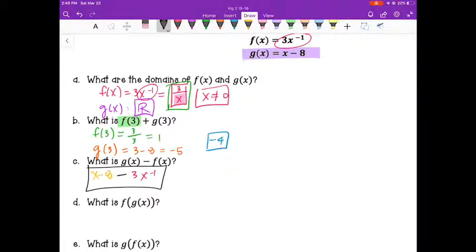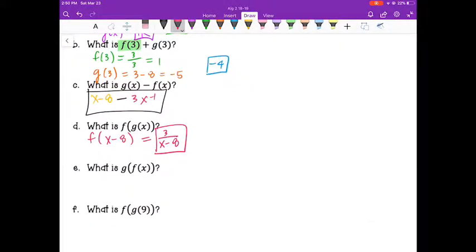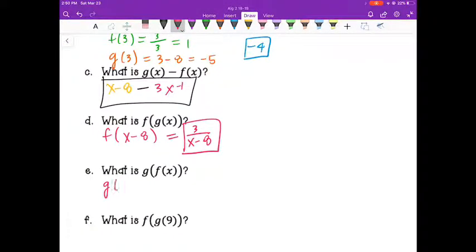Now in example D, f of g of x, so that's telling me I want to take f of x and evaluate it at x minus 8, because that's what g of x is. So that means I'm taking 3 and I'm dividing by x minus 8. If I could simplify further, I should, but I can't, so I won't. Other way around though, g of f of x, that means that I want to take my g function and evaluate it at 3x to the negative first. So that means I'm taking 3x to the negative first and I'm subtracting 8. Again, if I could simplify it, make it look any prettier, I would, but I can't, so I won't.